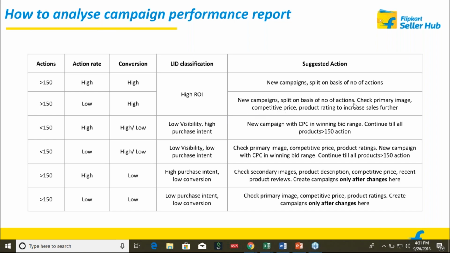Split on the basis of actions. So in this new campaign, you put in these products which have a lower number of actions out of this lot, right? I mean, different kinds of campaigns for different kinds of actions. So say one group with, let's say, 100 to 150 sort of actions, from 150 to, let's say, 200 sort of actions, 200 to 500, stuff like that. Check the primary image, competitive pricing, product rating, etc.